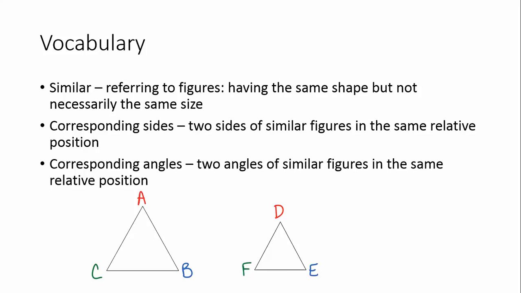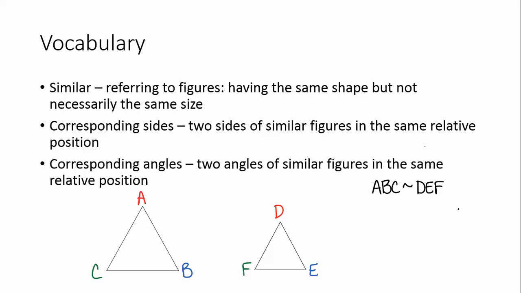Corresponding sides are two sides of similar figures in the same relative position, and corresponding angles are two angles of similar figures in the same relative position. So if we say that triangles ABC and DEF are similar, we label them and we use this mark here to indicate similarity.